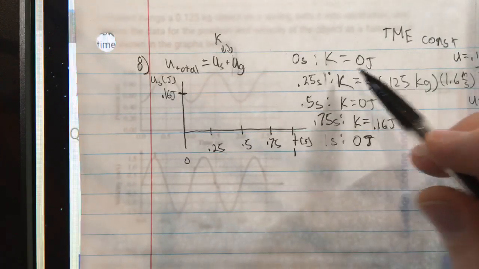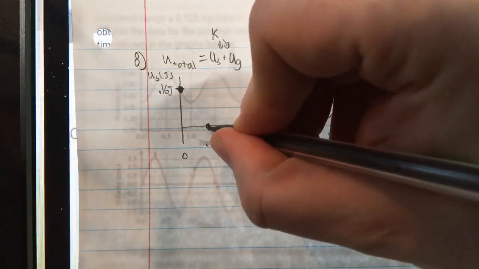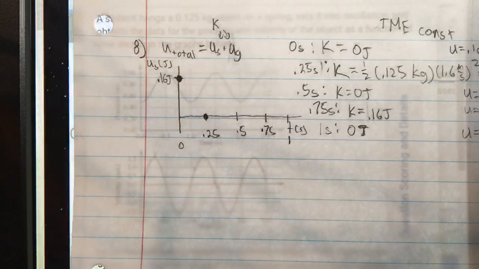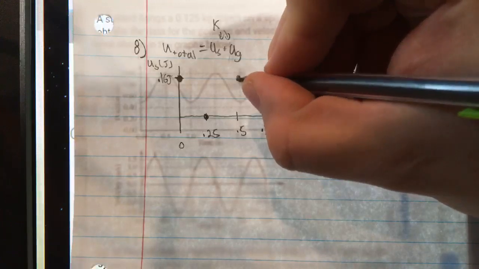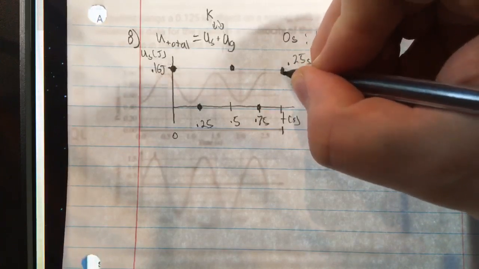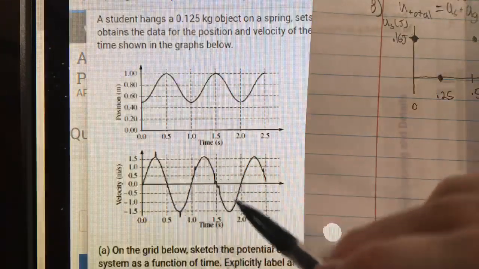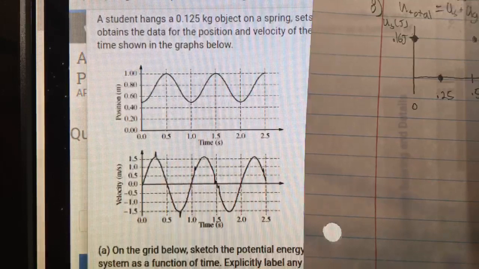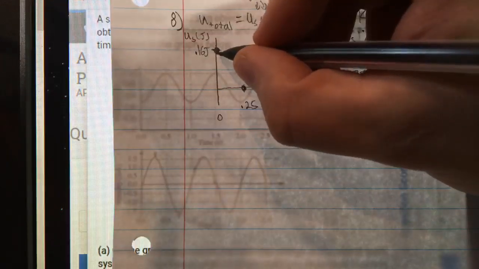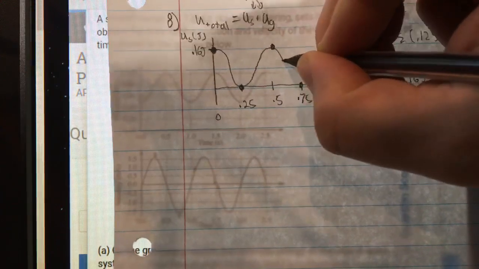All right, so I start off with no kinetic energy, so all of my energy is in spring potential energy. And then by 0.25 seconds, I have no spring potential energy. Then 0.5 seconds, I have all spring potential energy again. And then 0.75, no spring potential energy. And then 1, all spring potential energy. Now, I see my velocity oscillating as a sine wave, which means we're probably going to see something similar here. So it's going to oscillate like a wave, like this.